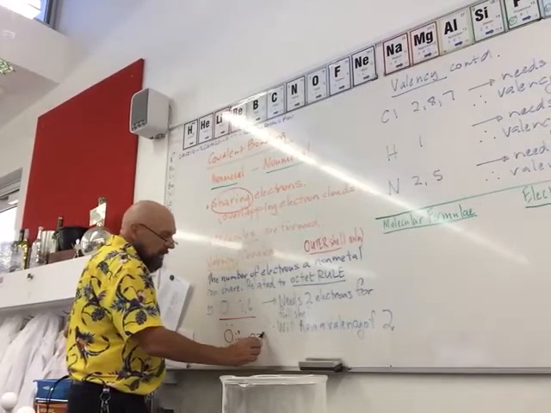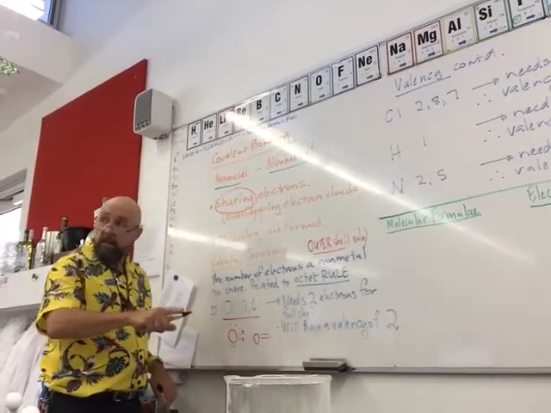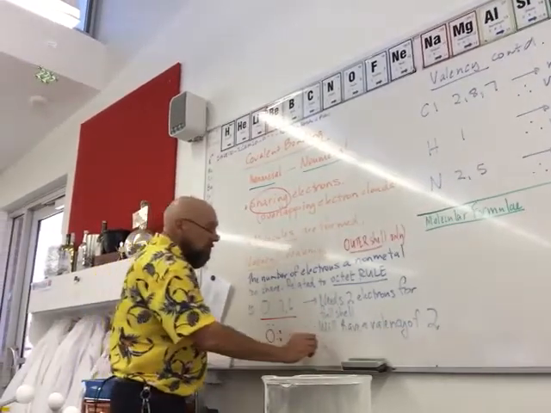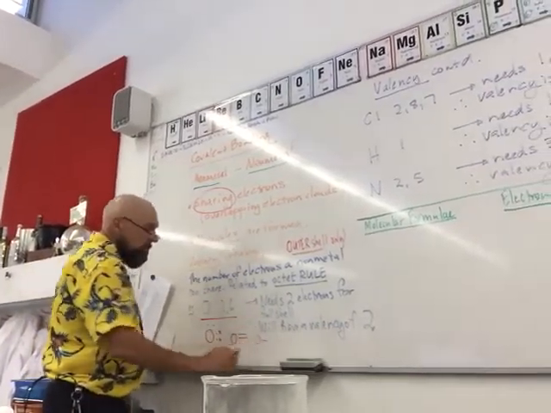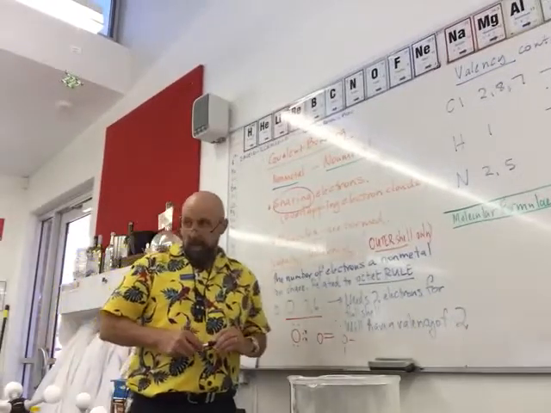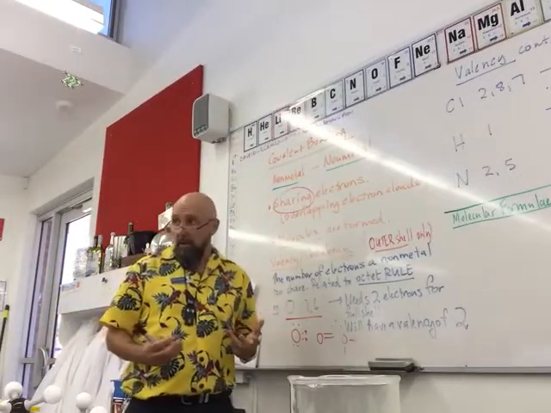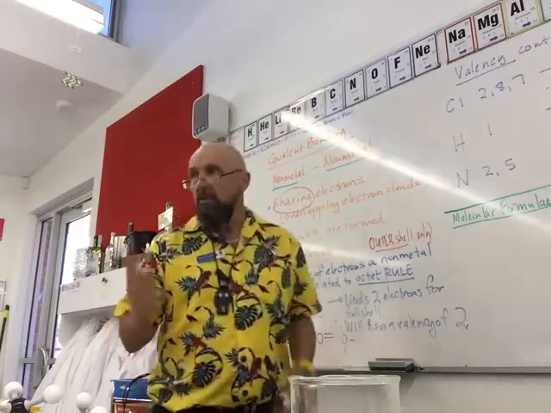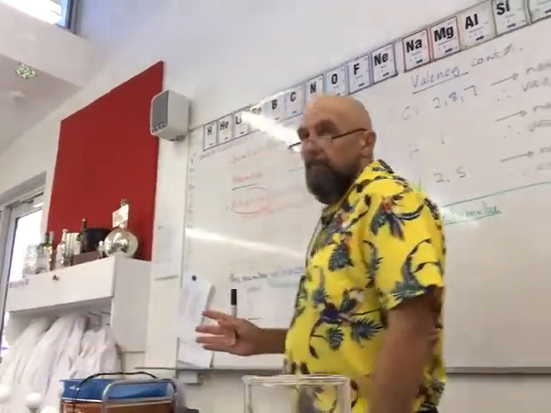It could be a double share. The dash means a shared pair of electrons. Or it might look like this. It could be like that. Who knows? But every time we do oxygen, in a valency scenario, in a molecule, oxygen has to have 2 bonds every single time.